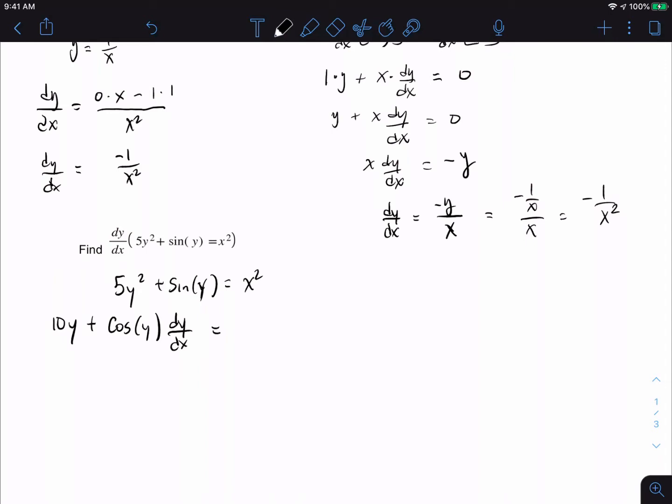Then on the other side, what am I going to get? I should get 2x. Now, I made a mistake. It's funny. What did I forget here? The dy dx. Oh, Carol pointed it out. There should be a dy dx there. Why? Because I did the outside function, I did the square, but I never took the derivative of the y. So this one here should be 10y dy dx. Does that make sense?